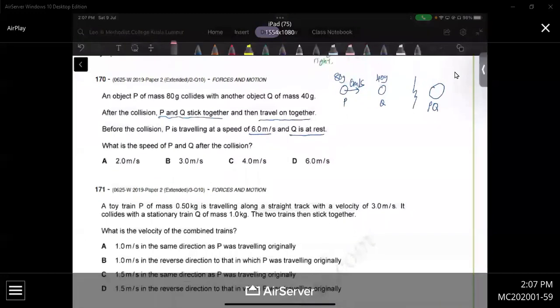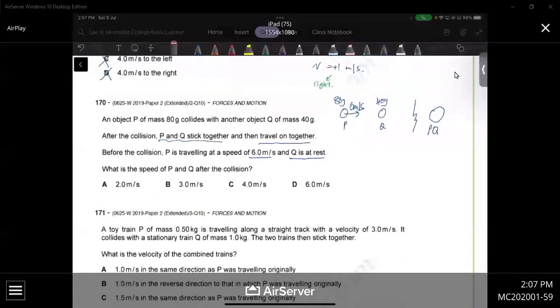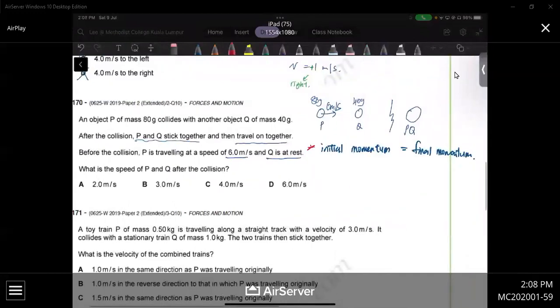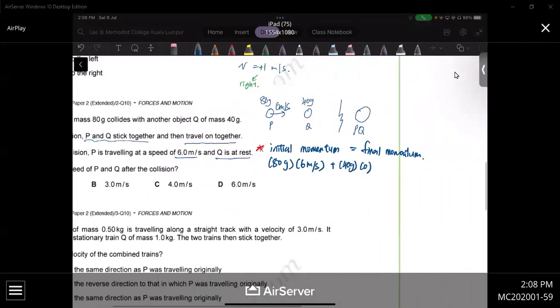All right, anyway, we're going to find the speed of PQ after collision. So initial momentum is equal to final momentum because they move together. And you can always apply this in every single collision question. Before collision, momentum is mv, right? So you take the mass of P, 80 gram times 6 meters per second. Q is not moving, so you can show 40 gram times 0 if you want to, or you just put 0.